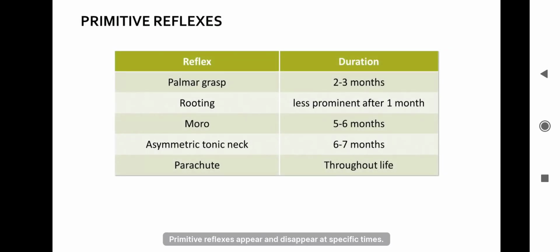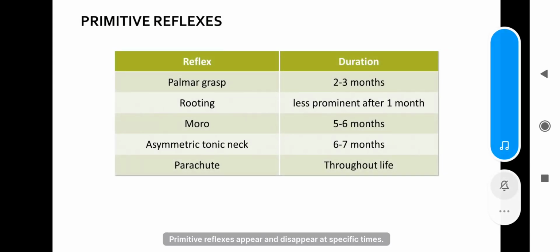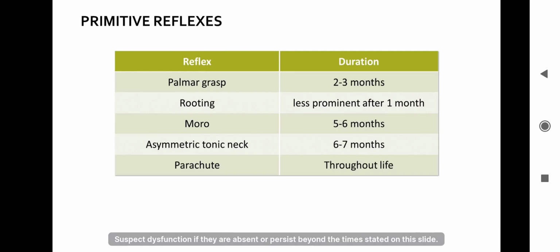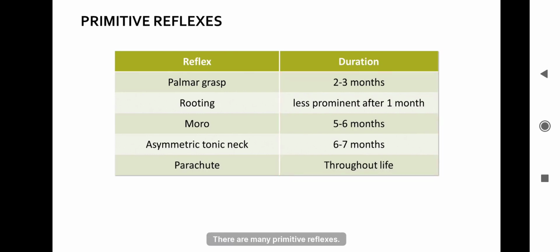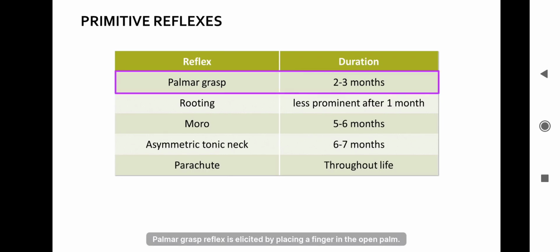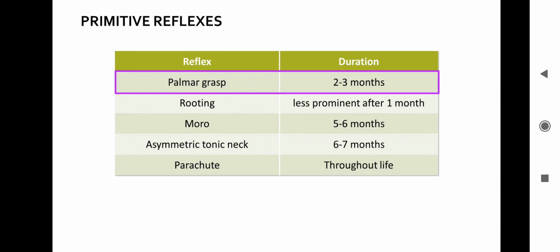Primitive reflexes appear and disappear at specific times. Suspect dysfunction if they are absent or persist beyond the times stated on this slide. There are many primitive reflexes. I will focus on the following reflexes, which are important to help one understand typical motor development. Palmar grasp reflex is elicited by placing a finger in the open palm. This reflex needs to be lost before the child is able to have voluntary grasp of objects.